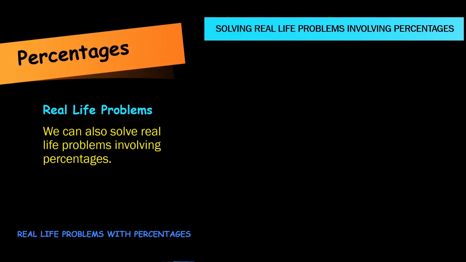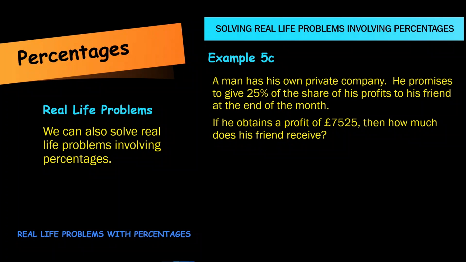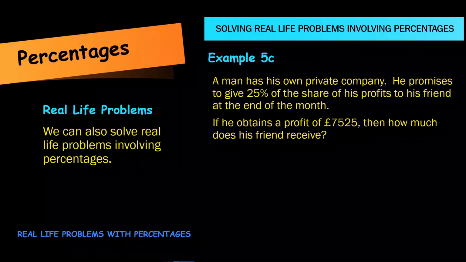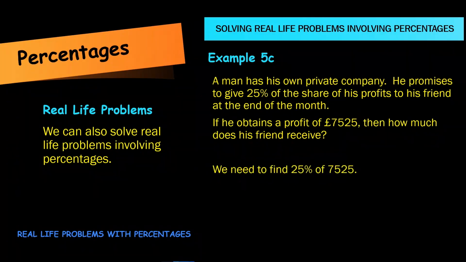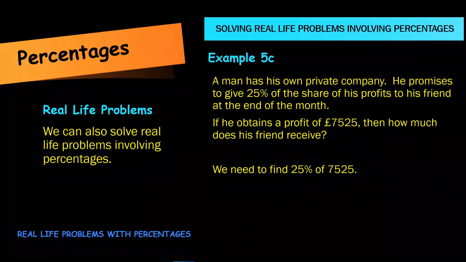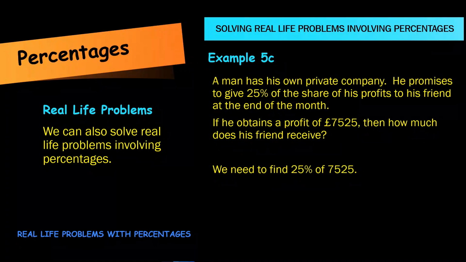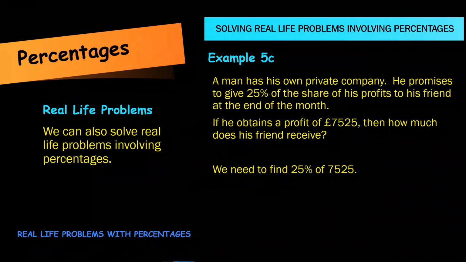Let's take a look at another problem. A man has his own private company. He promises to give 25% of the share of his profits to his friend at the end of the month. If he obtains a profit of £7,525, then how much does his friend receive? So we need to find 25% of 7,525.